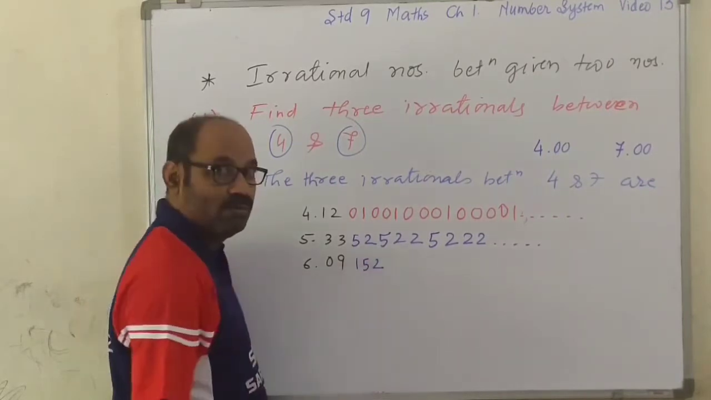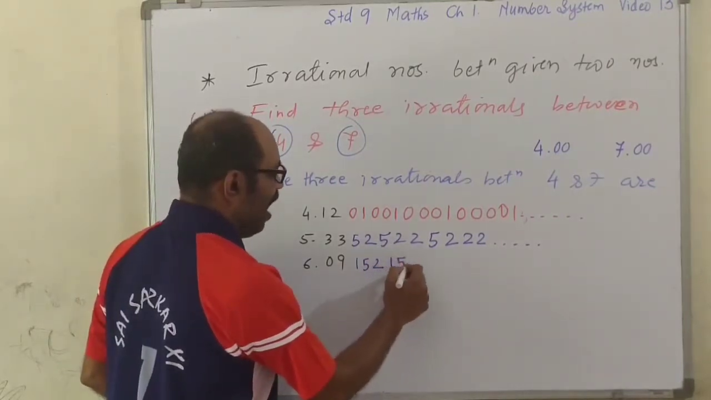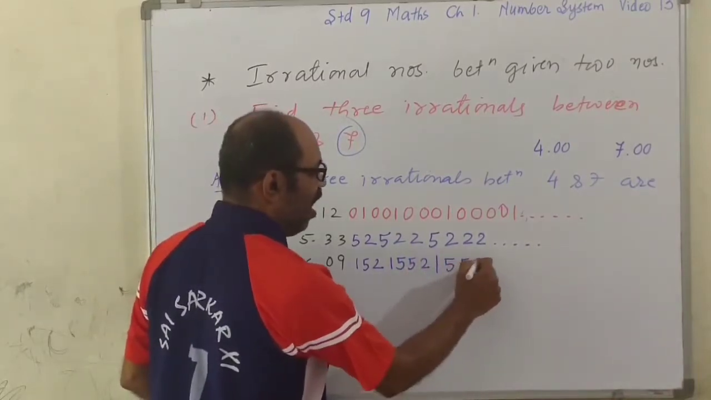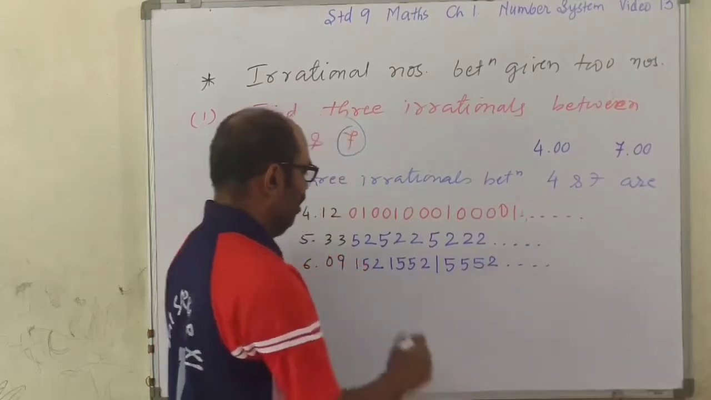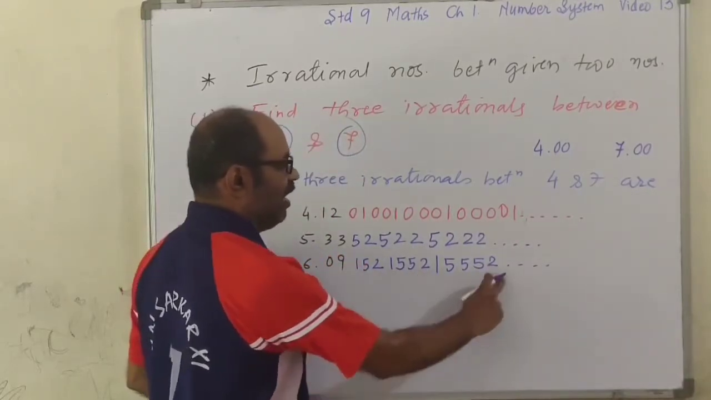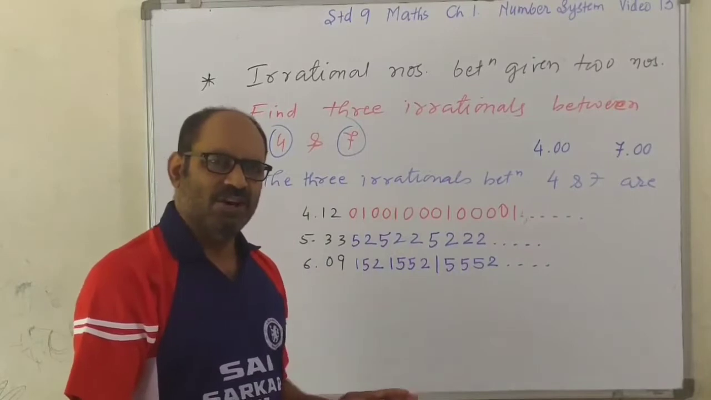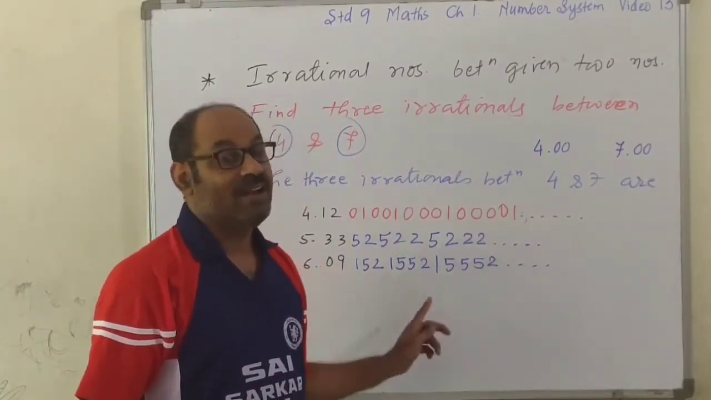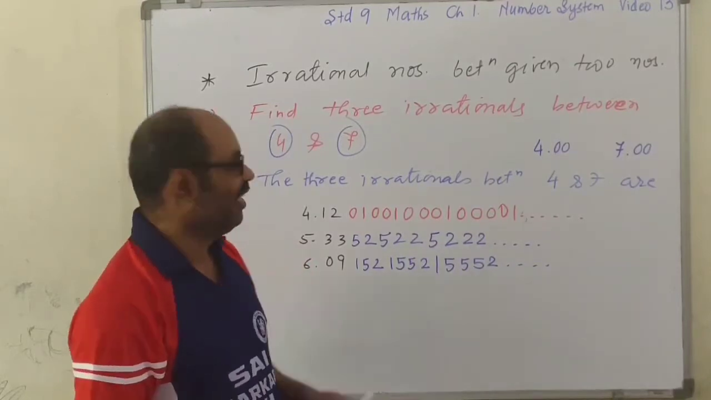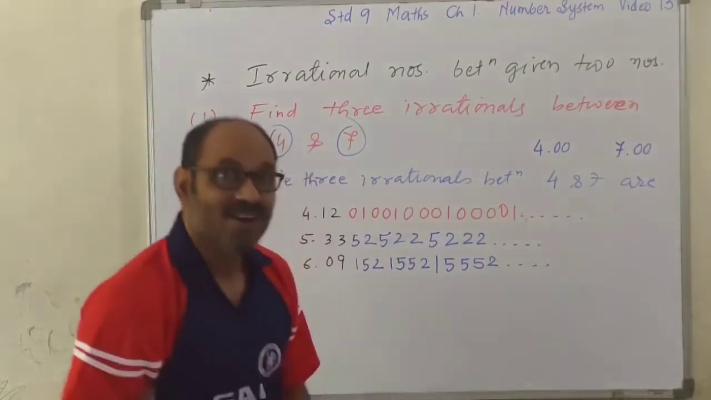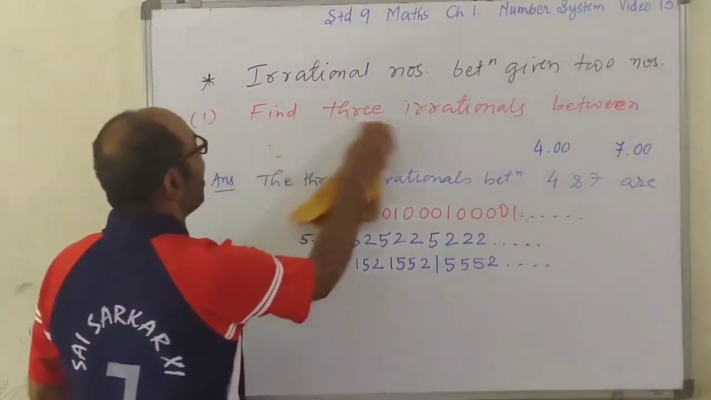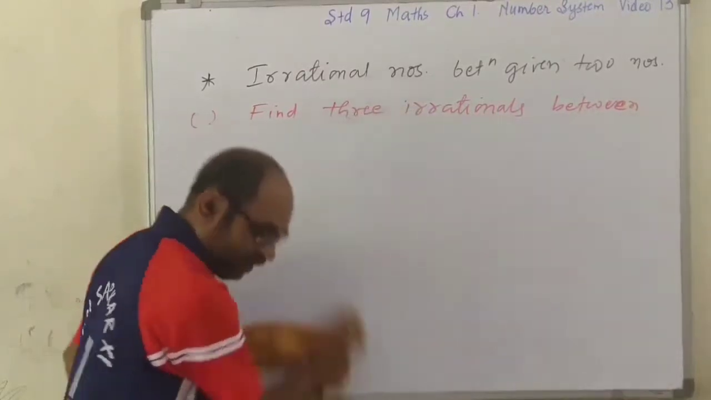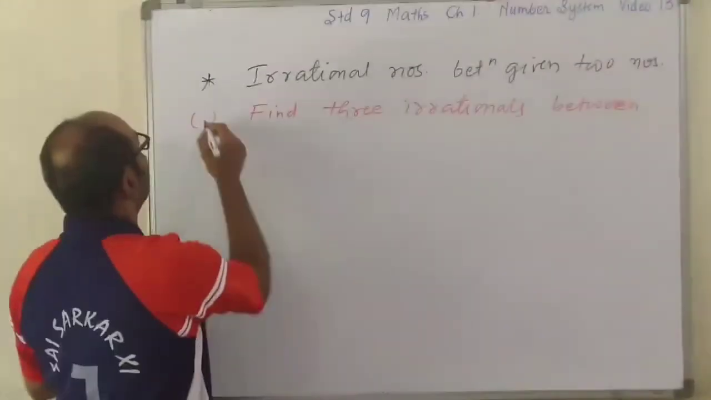1 5 2, 1 5 5 2, 1 5 5 5 2. So that shows it is non-terminating with the dot dot dot, and also it is non-recurring. So it is an irrational number. Got it, children? Now let's see the second one, and we'll find irrational numbers between two integers only.